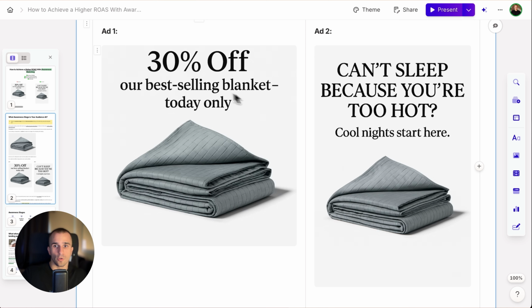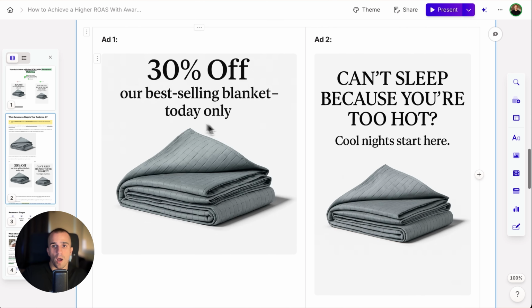The problem with the ad on the left is that even though it has the 30% off, which is a very enticing offer, especially if the product is more expensive, people see this ad, see the 30% off, and see that it's the best selling blanket they have, but it doesn't really matter that they have a good offer because they have no clue what the product is about. They have no idea what problem it will solve. So therefore it doesn't really matter.